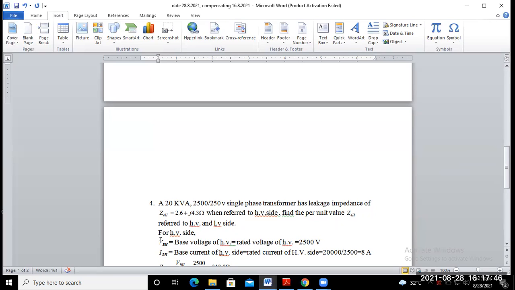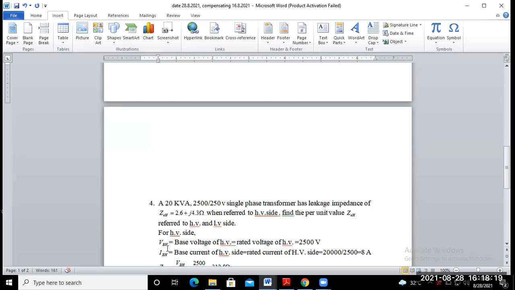Okay. So if you consider the high voltage side, the base voltage on the high voltage side is the rated voltage on the high voltage side of the transformer, that is 2500 volt. So we consider this value as the base voltage of the high voltage side. That is represented by the suffix BH, where B represents base and H represents the high voltage side.